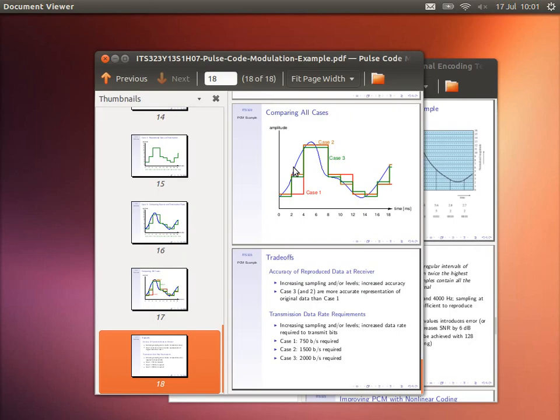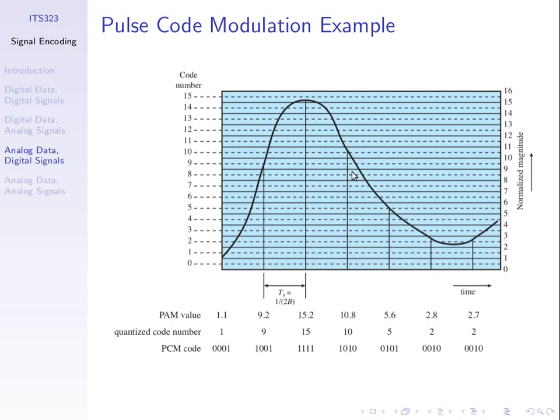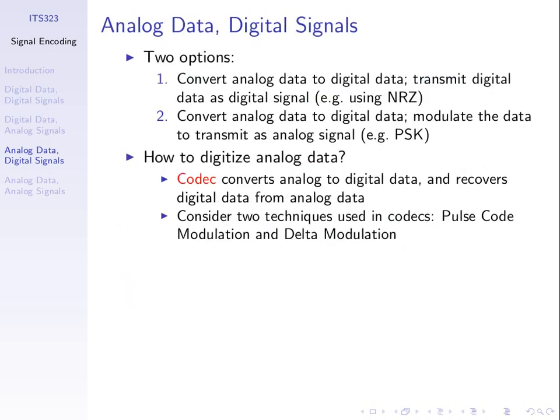So you now know PCM. Well, let's go to the lectures and recap. What we're doing is taking analog data and converting it to digital data. And then we can send the digital data across our link.